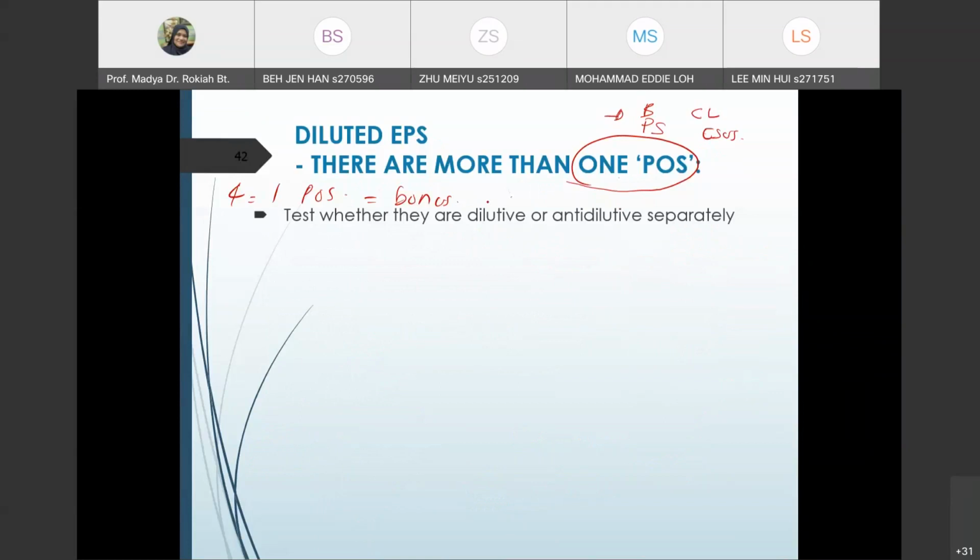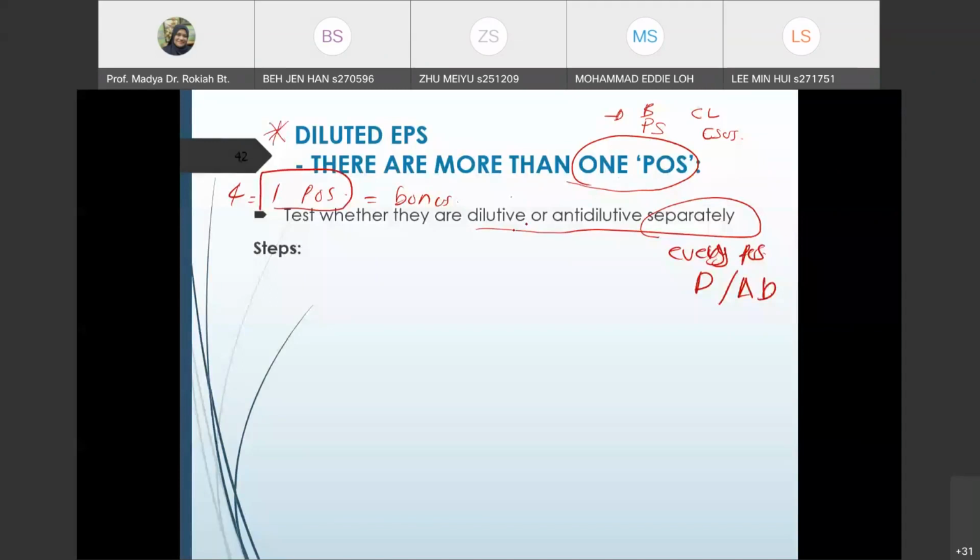What happens when we have one POS? We're going to test whether they are dilutive or anti-dilutive separately. Separately means that for every POS, we don't need to test for dilutive or anti-dilutive. But if you have more than one POS, dilutive here means that when your diluted earning per share is lower than your basic. So for more than one POS, we're going to test for dilutive, but this time separately. So every single POS going to test for dilutive and anti-dilutive.